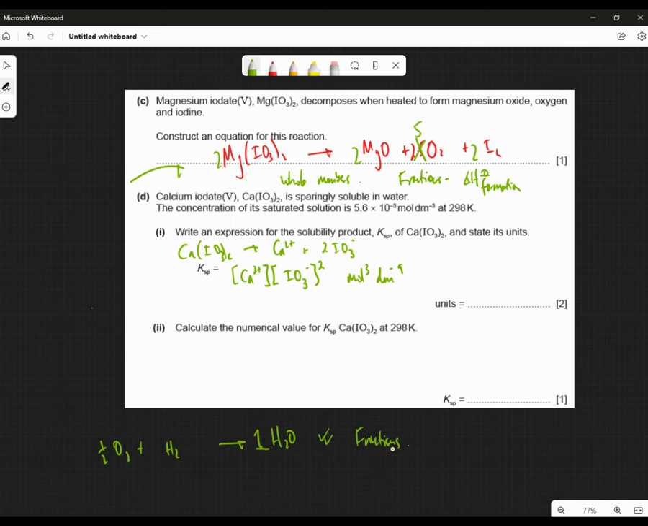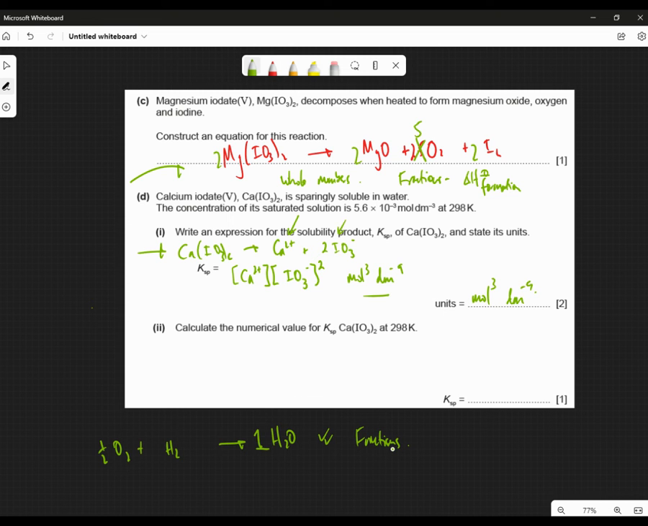Next one is write an expression for the solubility product. This is how calcium iodate decomposes, or dissolves in water. Calcium and 2 iodate, so you get calcium times the iodate squared, and therefore the units are going to be concentration cubed.